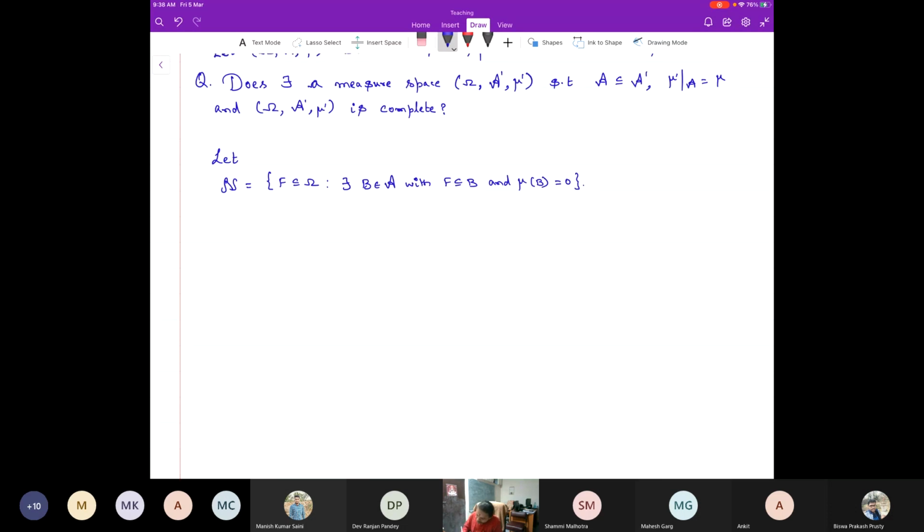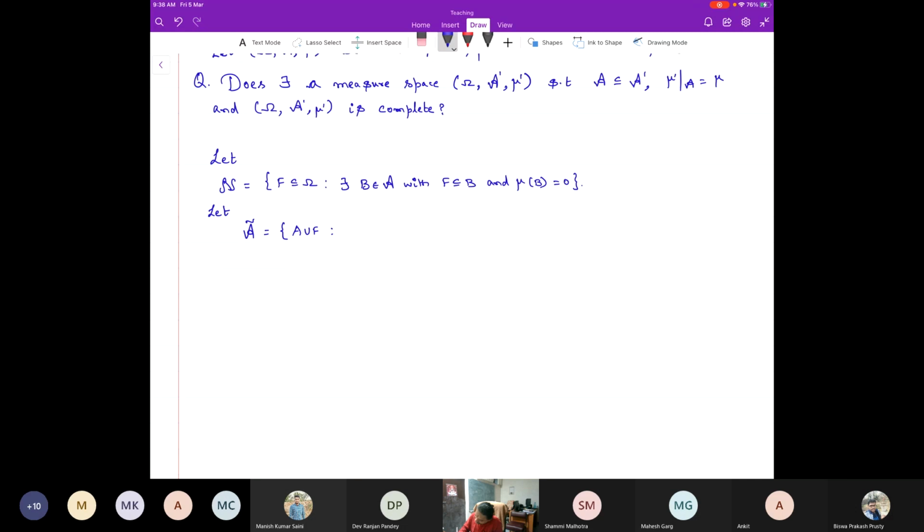So now, having collected all the null sets, let me go for A tilde. It is going to be the collection of A union F such that A belongs to script A and F belongs to script N.